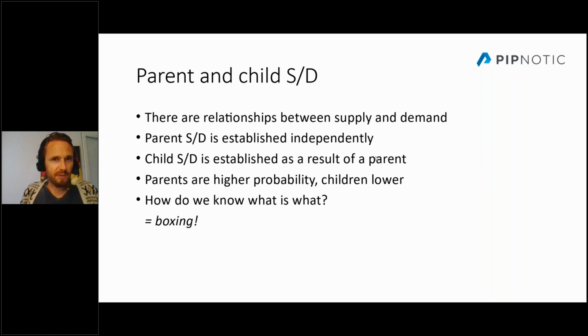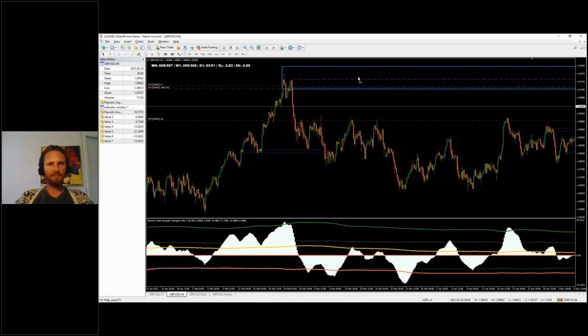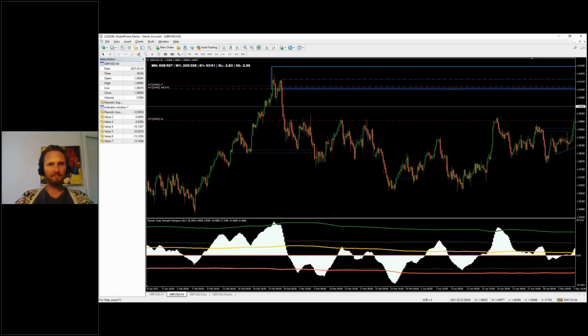We're going to look at parent and child supply and demand now, because this kind of feeds into the next lesson. And so again, parent and child supply and demand, I use this terminology just to underline the fact that there is a relationship between supplies and demands. They're not all created equally. Okay, and so parent supply and demand is established independently. So if we look at an example of parent supply or demand, we look at this one here.